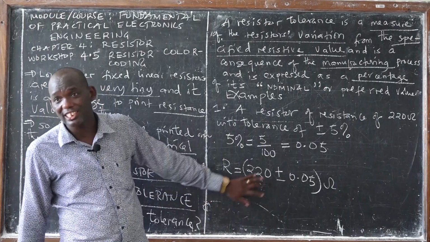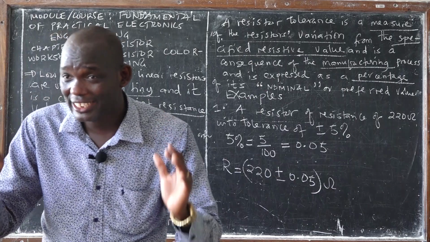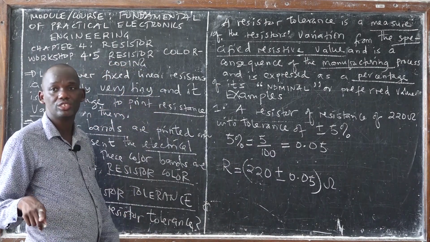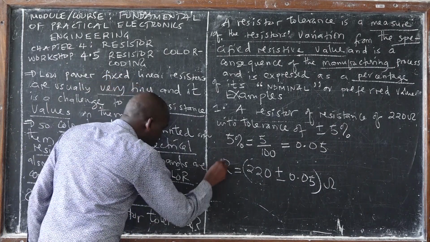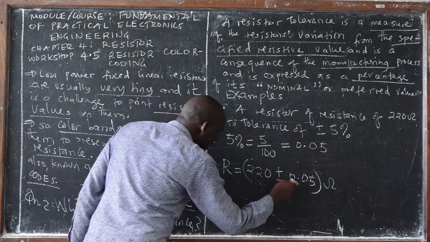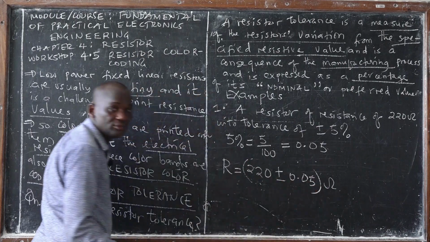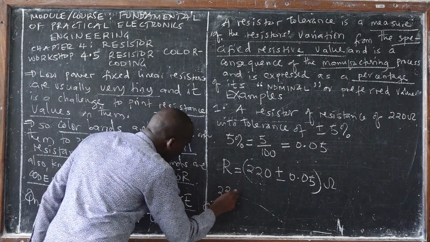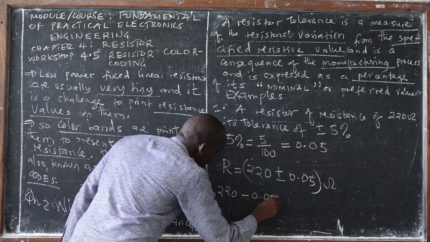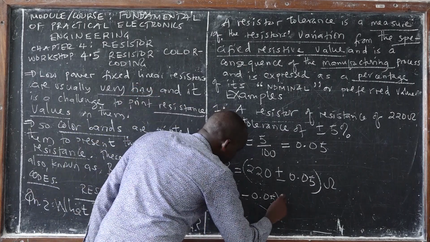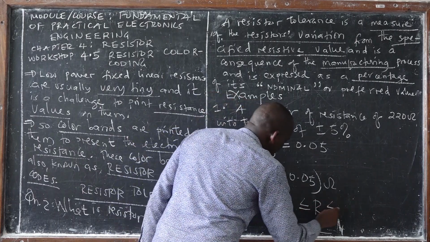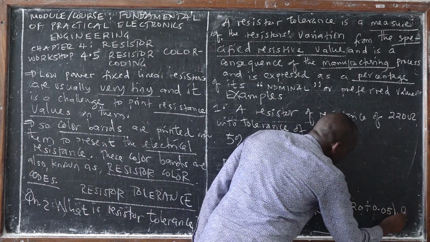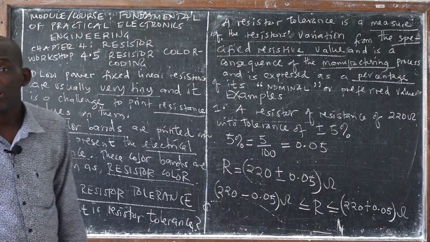In A level, you learned the topic of error, and this is familiar, but you learned how to solve questions; you've never learned how to use it in real life. Then we go for the mathematics of the inequality. The resistance of this resistor has these values: 220 plus 0.05 and 220 minus 0.05. So the smallest value is this one. The resistance lies between 220 minus 0.05 ohm, less than or equal to the resistance, which is less than or equal to 220 plus 0.05 ohm.